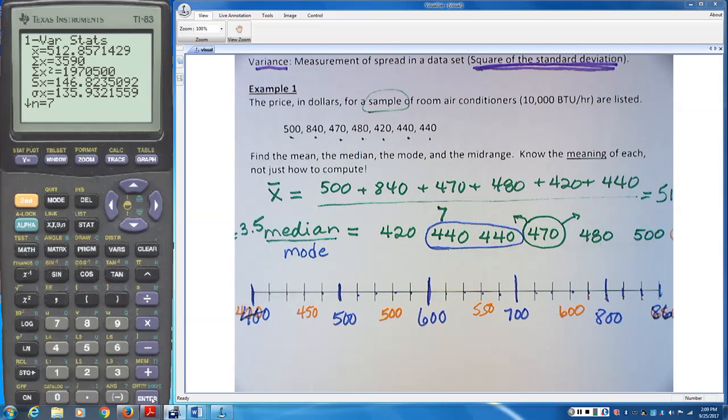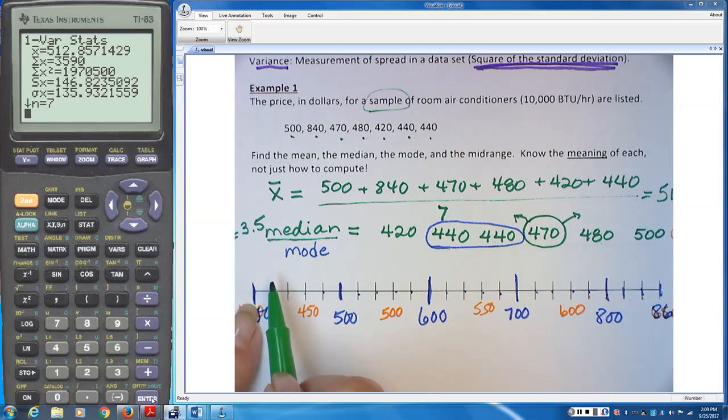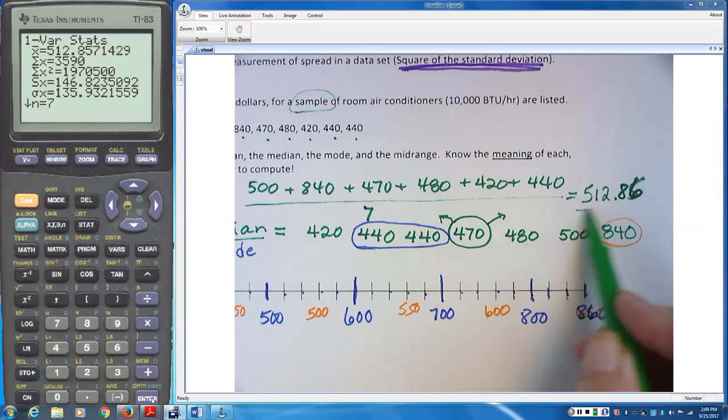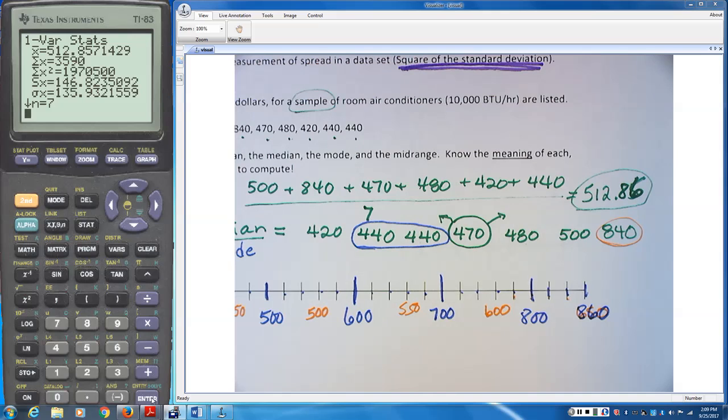Okay? Now, what I want you to do is on that number line, and you could have scaled it a little differently even from me. You could have gone by 25s if you wanted to. But you clearly can't go by 10s. Okay? Where is 512.86 on that number line? Approximately.